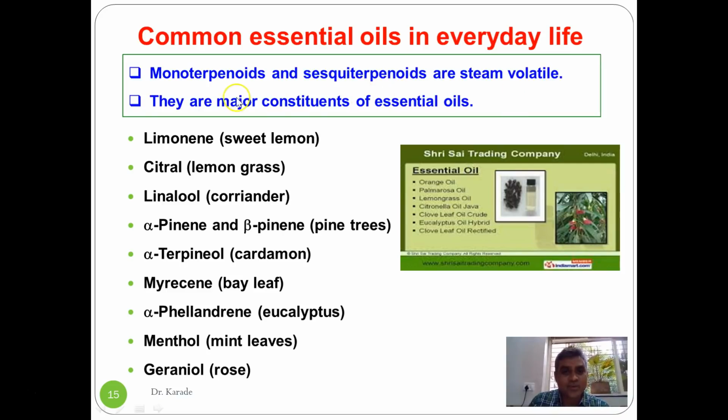It is observed that monoterpenoids and sesquiterpenoids, the lower range of terpenoids, are steam volatile compounds, and they are major constituents of the essential oils. Essential means essence, that's the aroma, and because of this aroma, they are commercially available in the market. For example, rose oil, mint leaves, menthol, alpha phellandrene, myrcene, alpha terpineol, alpha pinene, beta pinene. These are the constituents of several essential oils sold in the form of, for example, orange oil, palmarosa oil, lemongrass oil, citronella oil.